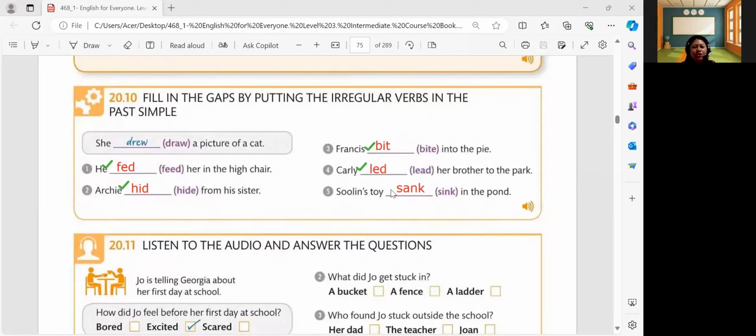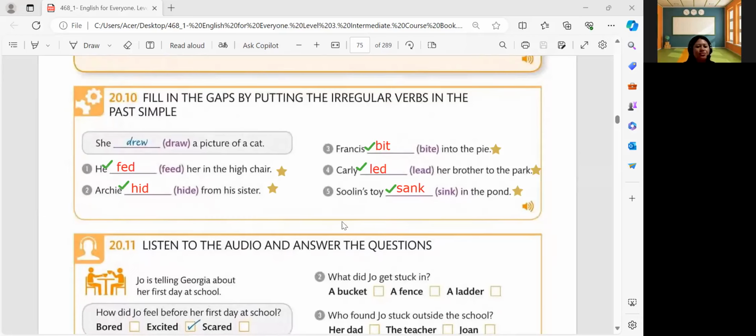So now can you please read 1 to 5? He fed her in the high chair. Archie hid from his sister. Francie bit into the pie. Carly led her brother to the park. Solin's toy sank in the pond. Okay, very good. So you get the perfect score.